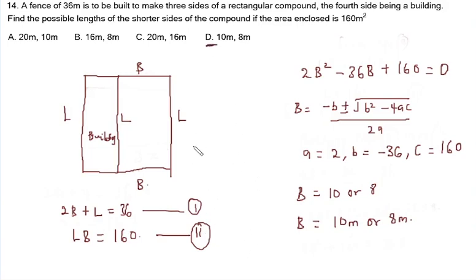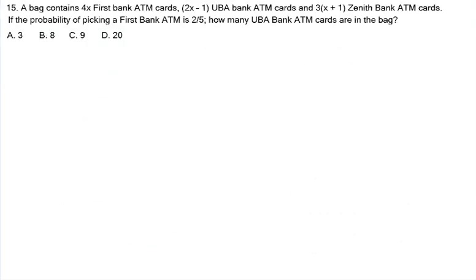So let's move on to the next question. For question 15, we have a bag that contains 4x First Bank ATM cards, 2x minus 1 UBA ATM cards, and 3 from bracket x plus 1 Zenith Bank cards. The probability of picking a First Bank card is 2 over 3. How many UBA ATM cards are in the bag?